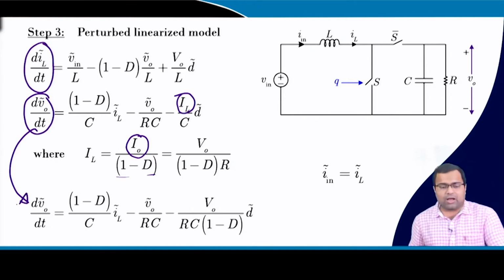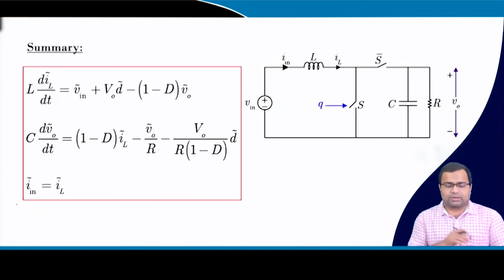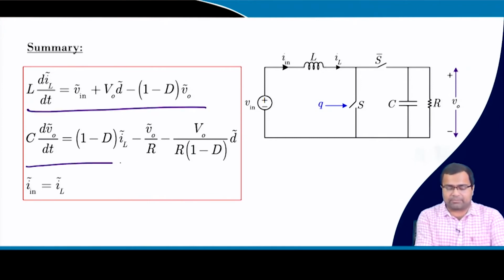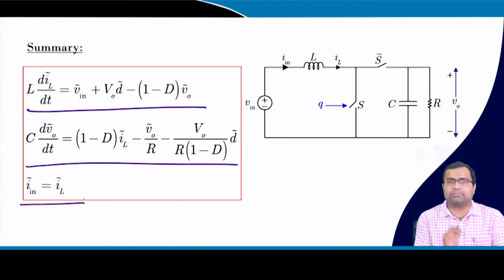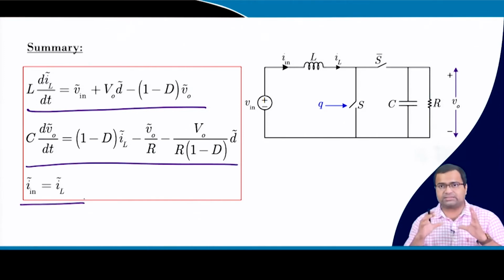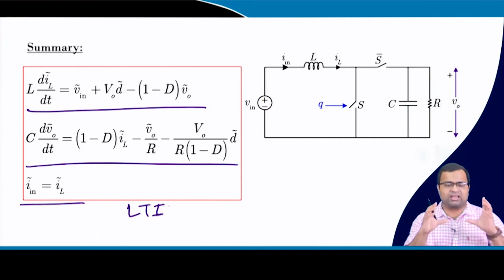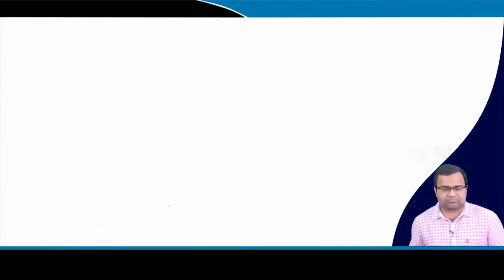Okay. Now, we have the summary of equations: the perturbed inductor current dynamics, the perturbed output voltage dynamics, and the perturbed input current dynamics. These three we require. Next, this represents a linear time invariant system, LTI, because here we have only considered perturbation.